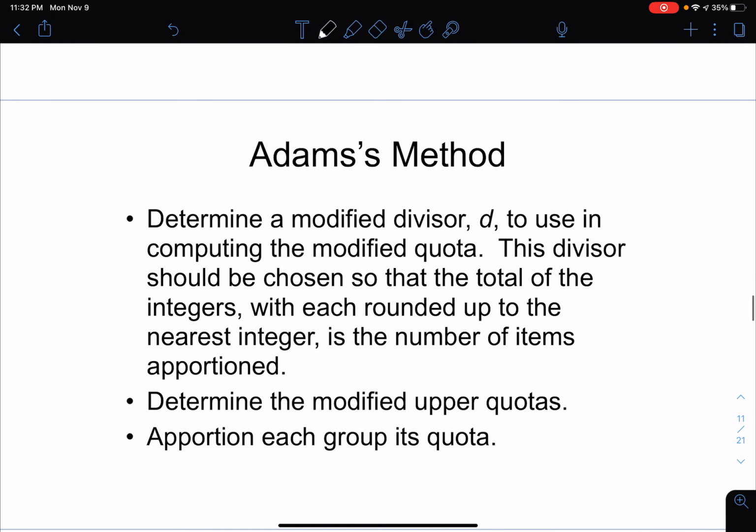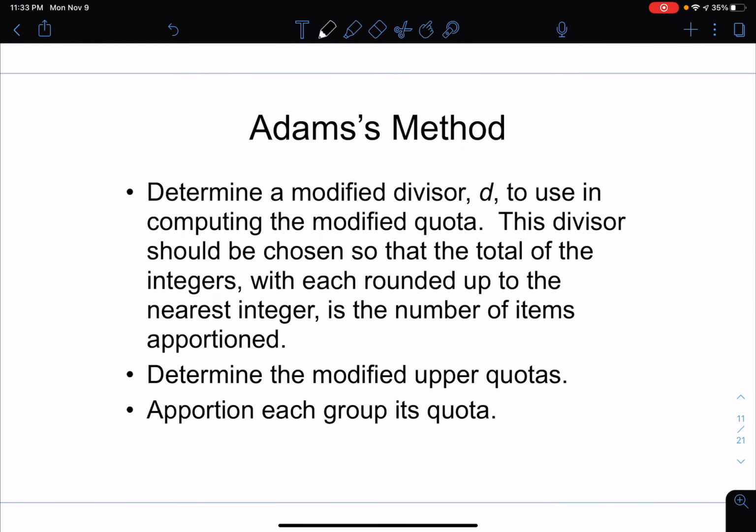All right, one more method before we get to that grand finale. Adams's method. Determine a modified divisor to use in computing the modified quota. This divisor is chosen so that the total of the integers with each rounded up to the nearest integer is the number of items apportioned. So you're determining modified upper quotas. And then you apportion each group its quota.